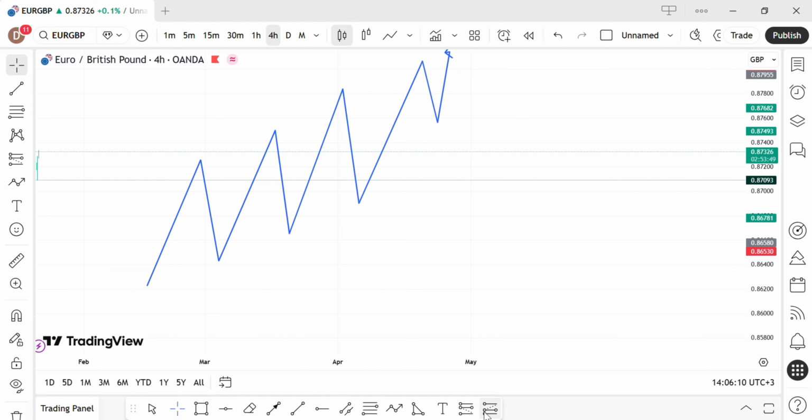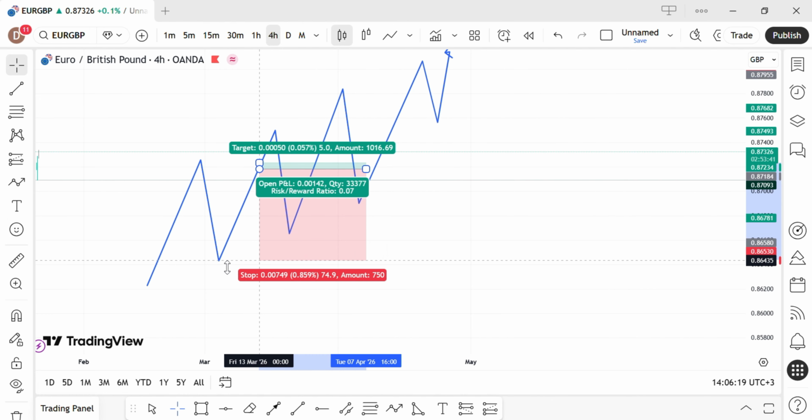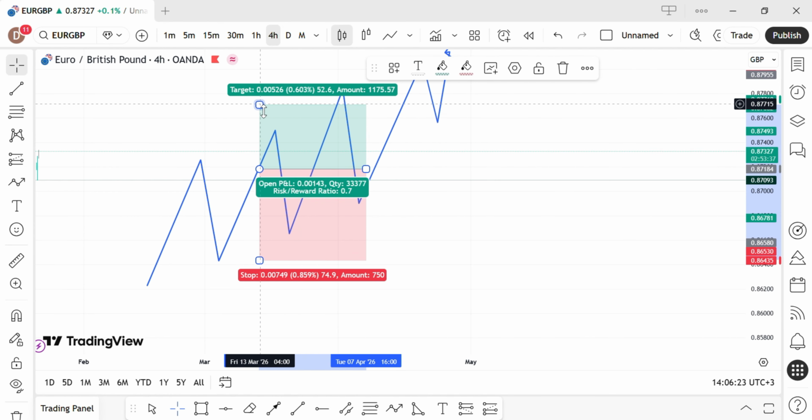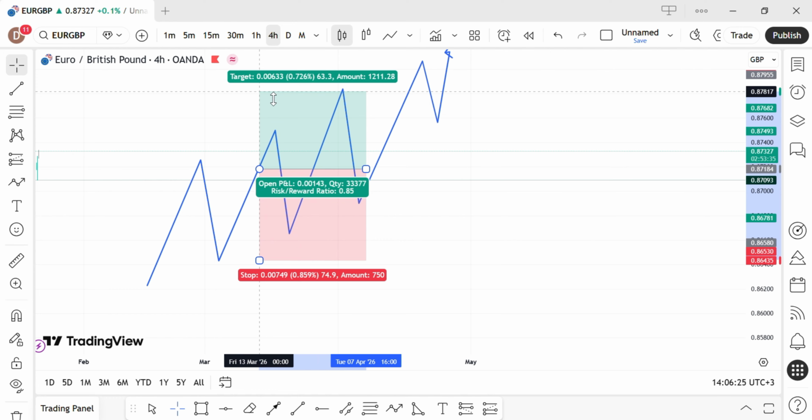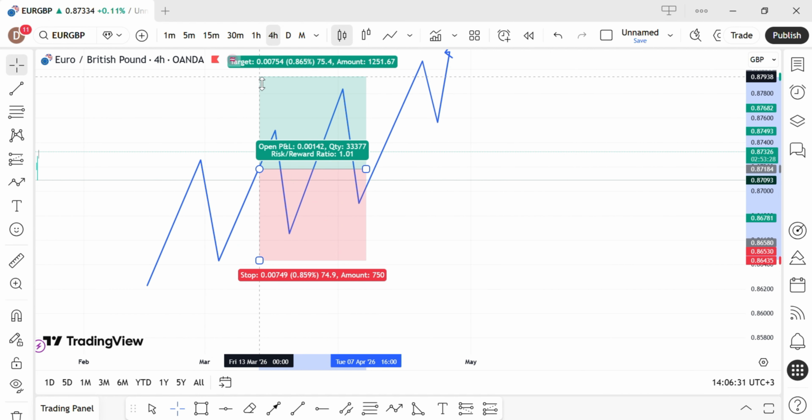So let me show you by example. Let me not just talk. Let's say I took my trade here. My stop loss should be below this point here, and maybe I'm expecting the new high here. You see, the trade is not even 1:1. What would you be doing?